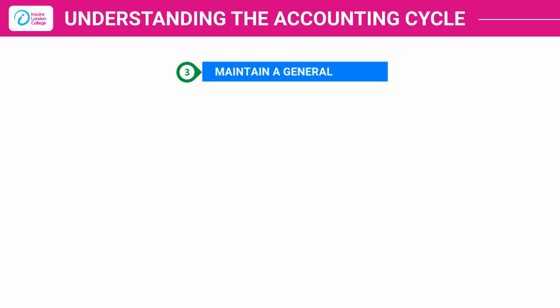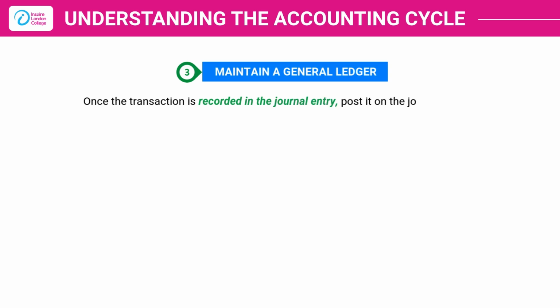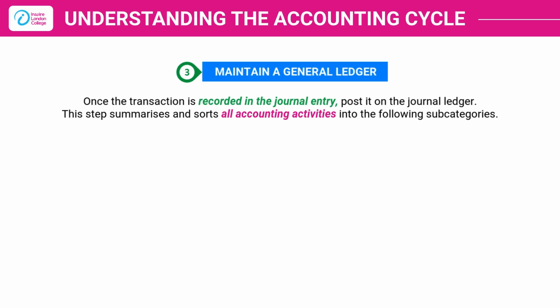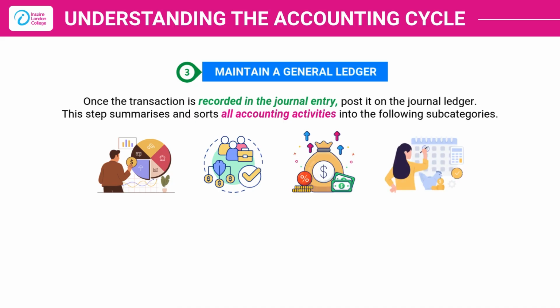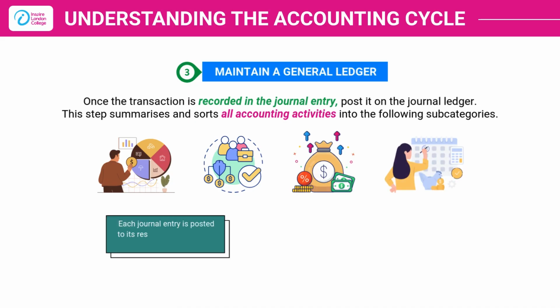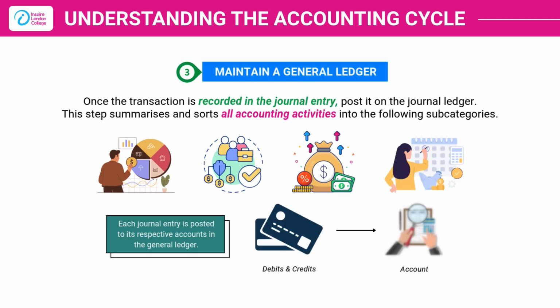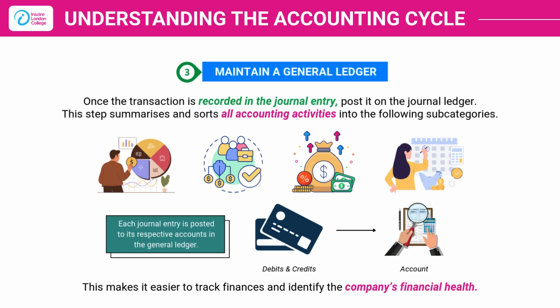Maintain a general ledger. Once the transaction is recorded in the journal entry, post it on the journal ledger. This step summarizes and sorts all accounting activities into the following subcategories, such as assets, liabilities, revenues, and expenses. Each journal entry is posted to its respective accounts in the general ledger, showing all the debits and credits for that account. This makes it easier to track finances and identify the company's financial health.